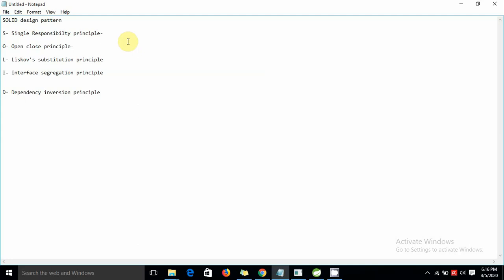And then the dependency inversion. I hope you all know about the Spring framework, where this is used most majorly. It always tells us to depend on abstraction, not on implementation or concretion. We can explain it better with examples.